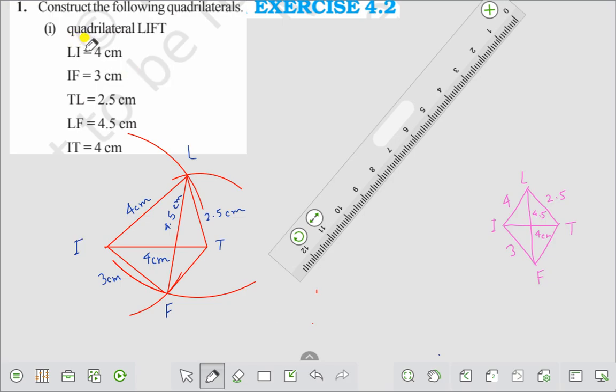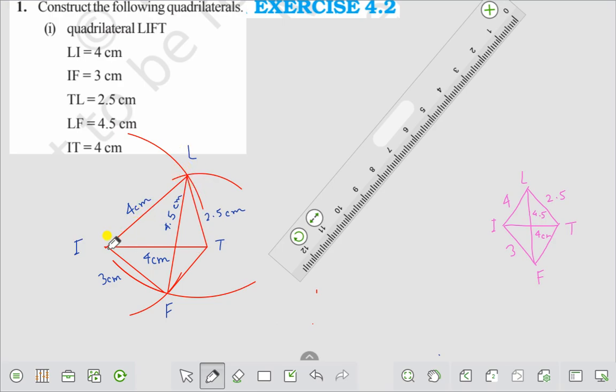Again you see, LI is 4 centimeter. First of all, you have to draw IT. IT is 4 centimeter. With I as center, take an arc of 4 centimeter, and T as center, take an arc of 2.5 centimeter. You get the point L, and join IL with LT. IL is 4 centimeter, and LT or TL is 2.5 centimeter, right.